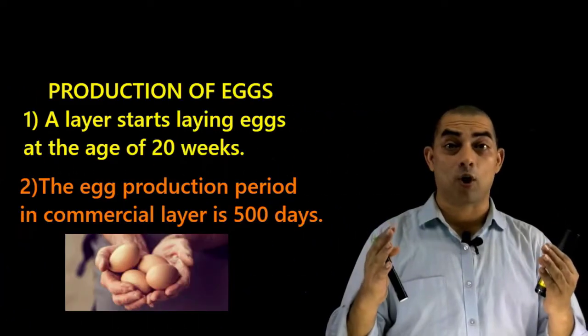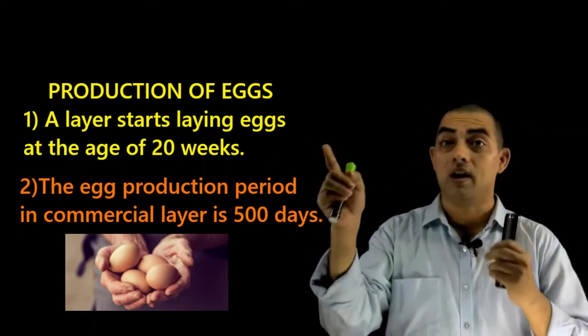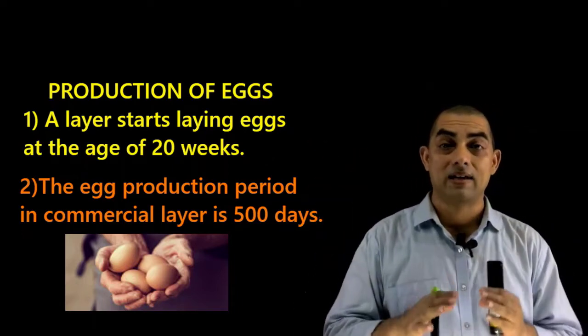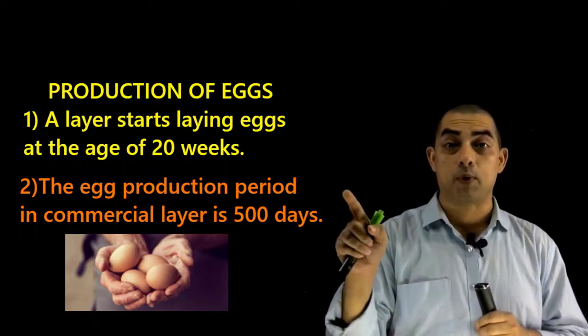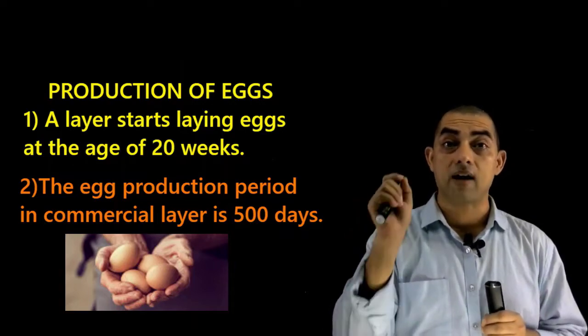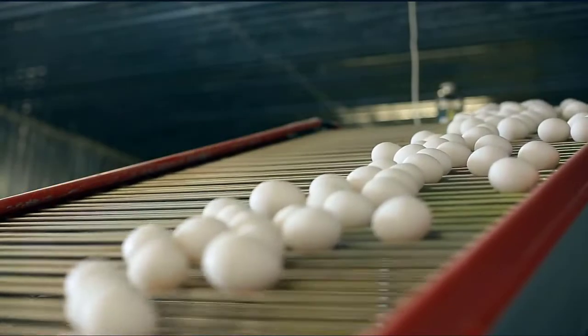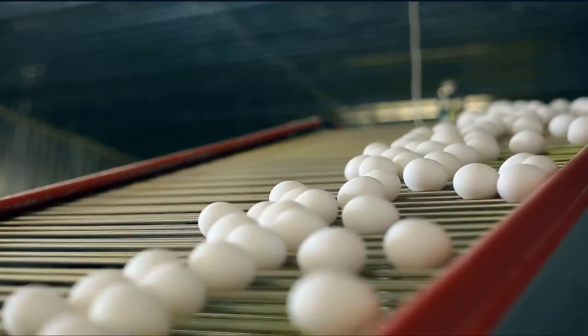Students, here we will talk about production of eggs. As you can see over here, a layer starts laying eggs at the age of 20 weeks. And the egg production period in commercial layers is 500 days. So they can produce eggs for 500 days, at least one egg a day.